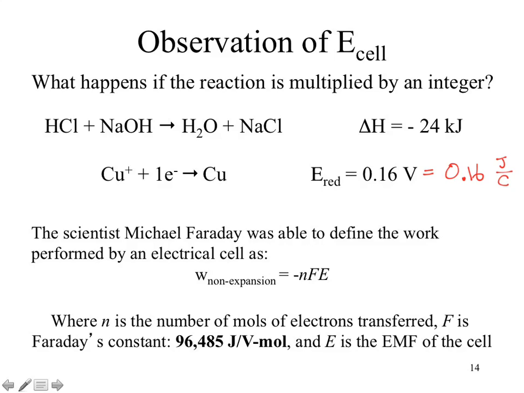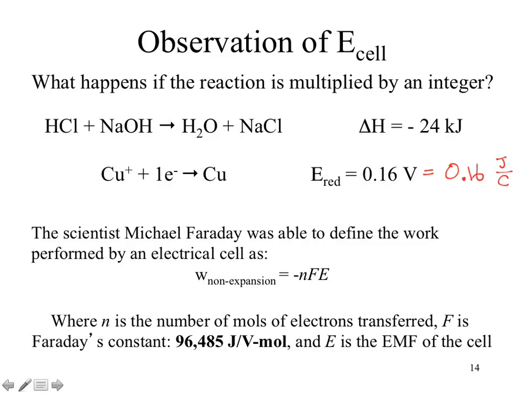Also doubles. So yes, we get twice the amount of energy, but we also get twice the amount of charge. Those two are related inversely. So if I double the energy and double the charge, what's the net result to my cell potential? No change. Where is this coming from? This comes back to Faraday, who came up with a relationship between the work that you could feasibly pull out of a galvanic cell and the cell potential, the moles of electrons transferred, and a constant known as Faraday's constant.